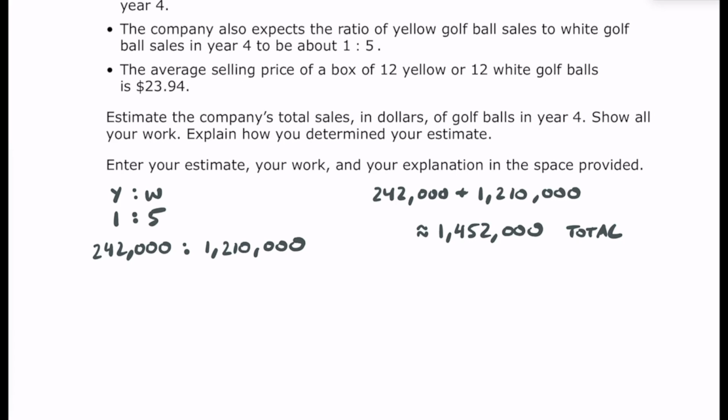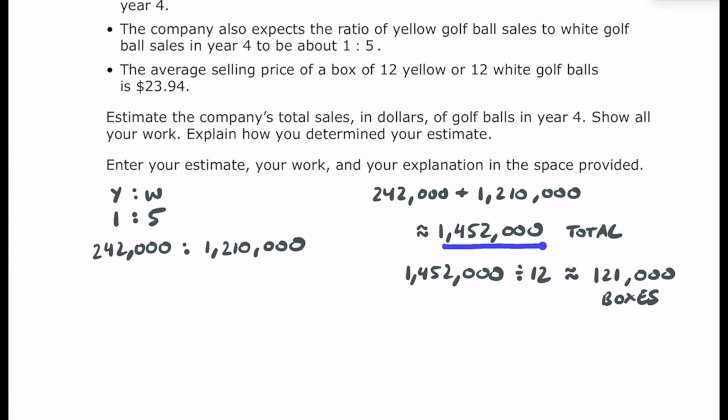So if we take our total number of golf balls of 1,452,000, and we divide that to figure out how many boxes there are going to be, let's go ahead and do that. This is going to be an approximation, but I'm getting that this is going to be 121,000 boxes, right? So this over here was the total number of golf balls, but they're sold in boxes of 12. So we would have here this 121,000 boxes.